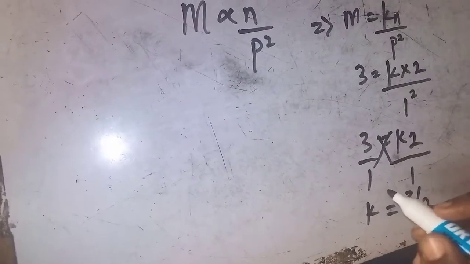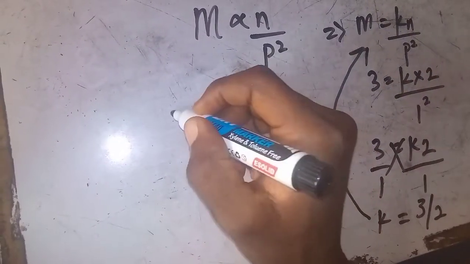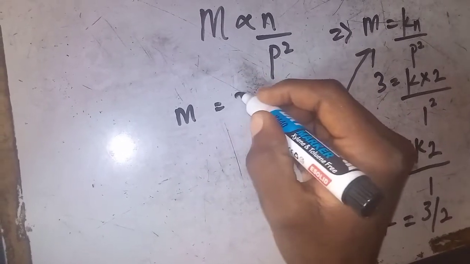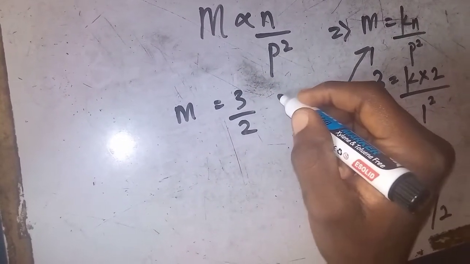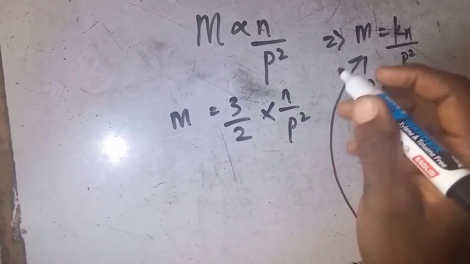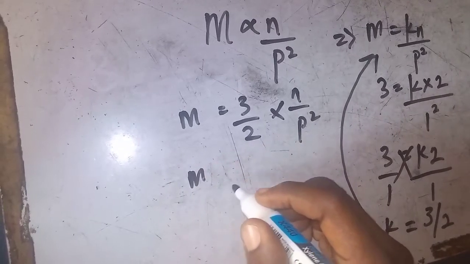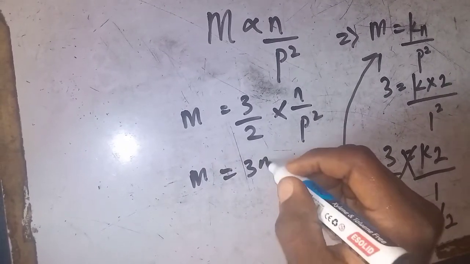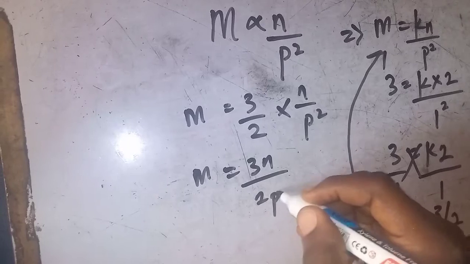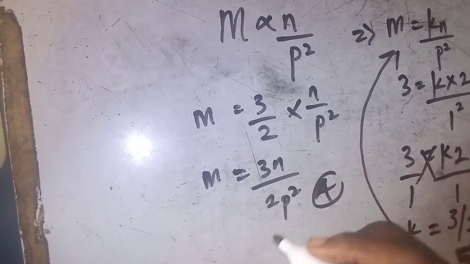So if you bring this back and input it here, what you have is m equals 3 over 2, which is our k, multiplied by n over p squared. You can see that now. So m will be equal to 3n over 2p squared, and that is our A option in the question.